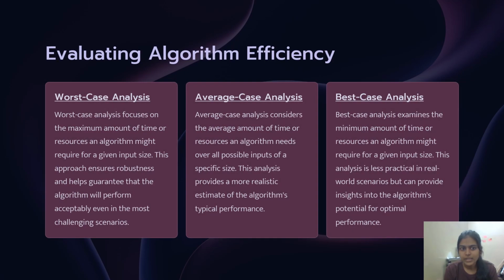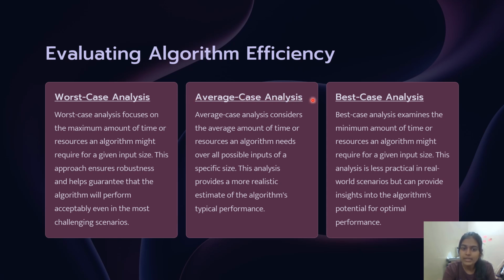Our next topic is evaluating algorithm efficiency. Here we will discuss how we evaluate algorithms for typical performance. We will divide this analysis into three parts. Let's begin with worst case analysis. Worst case analysis focuses on the maximum amount of time or resources an algorithm might require for an input size. This approach ensures robustness and helps guarantee that the algorithm will perform acceptably even in the most challenging scenarios.